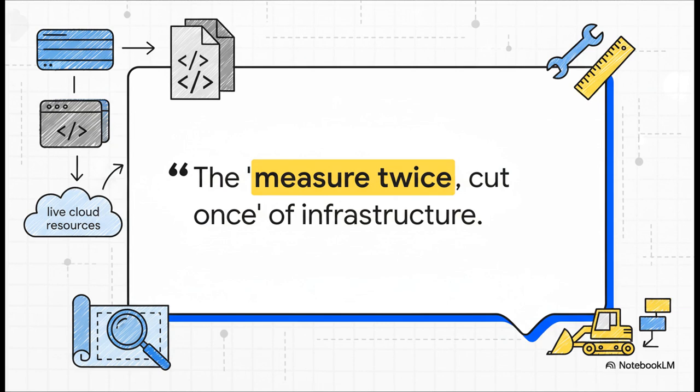Yeah, I really love this saying. It's the perfect way to think about it. Plan is the measure twice, cut once of infrastructure. It's your one chance to look everything over, catch any oops moments, and make sure it's all correct before you commit. Seriously, always read your plan.